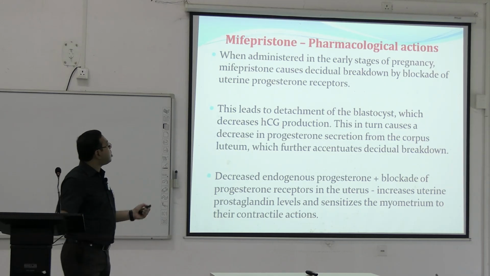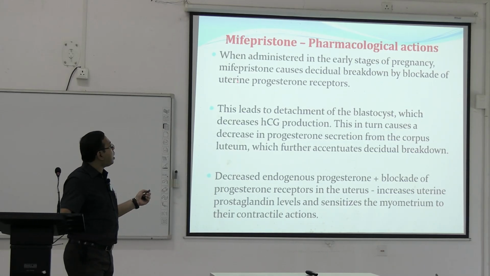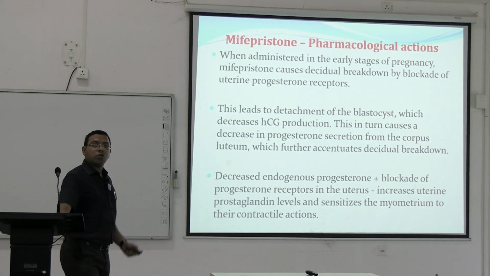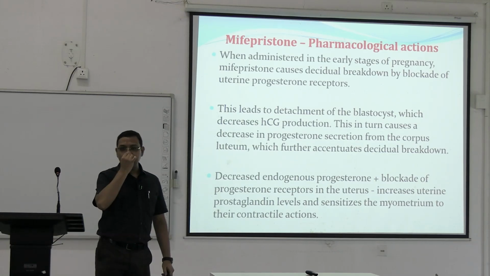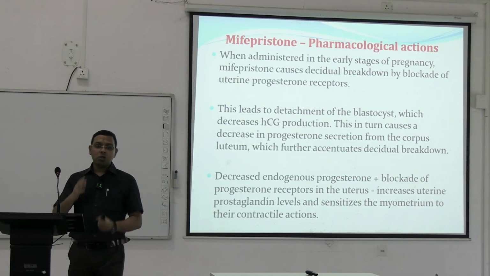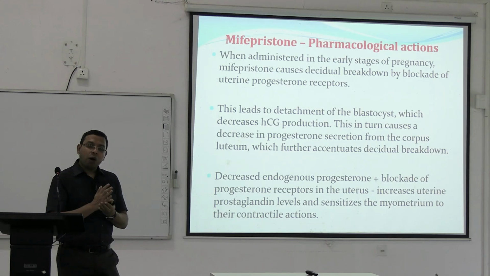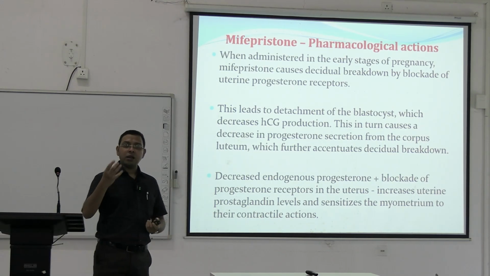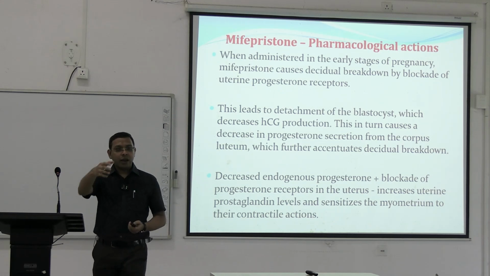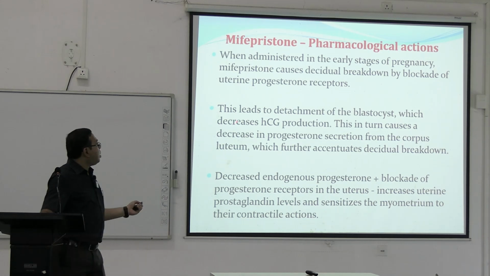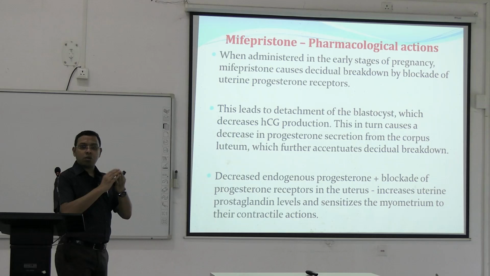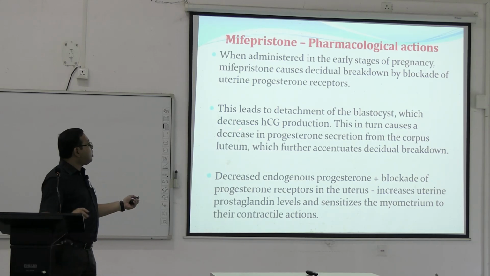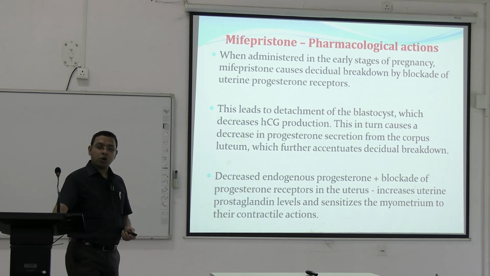Now the pharmacological actions. When administered in the early stages of pregnancy, mifepristone causes decidual breakdown by blockade of the uterine progesterone receptors. Progesterone, as we have already seen, is needed for the continuation of the pregnancy. So when mifepristone is given, it blocks the progesterone receptors, so progesterone cannot act. The deciduum that is already formed around the blastocyst breaks down. This leads to detachment of the blastocyst, which decreases the human chorionic gonadotropin secretion.